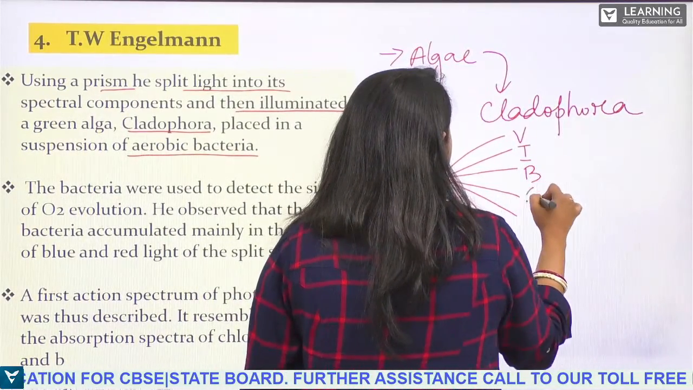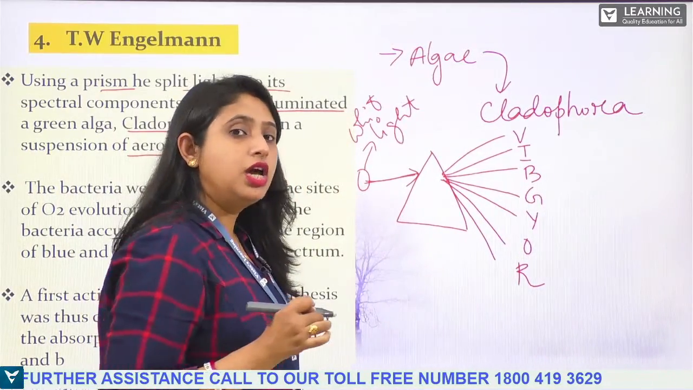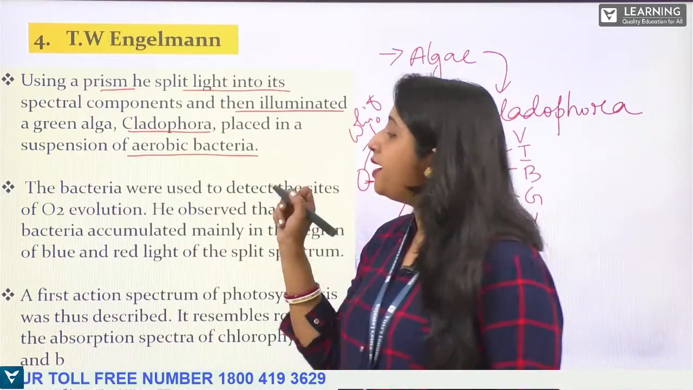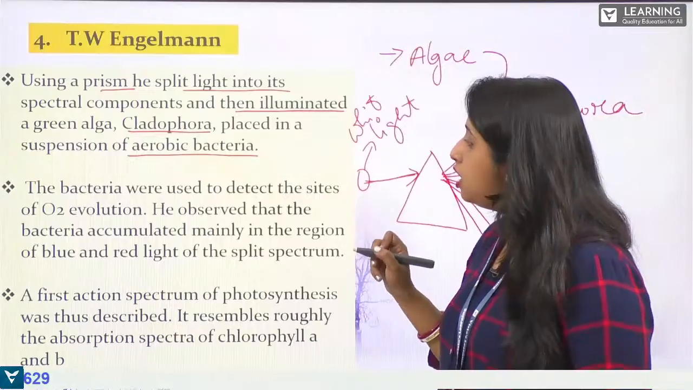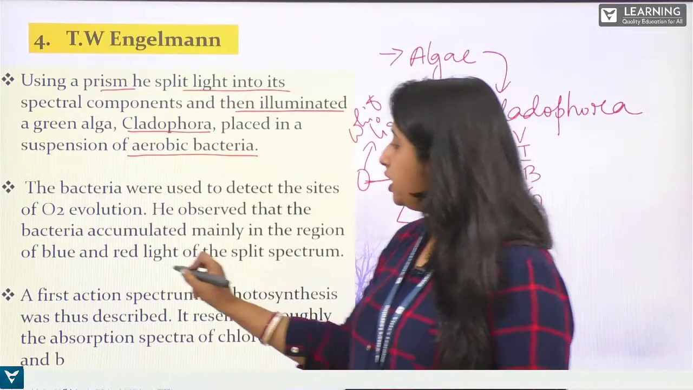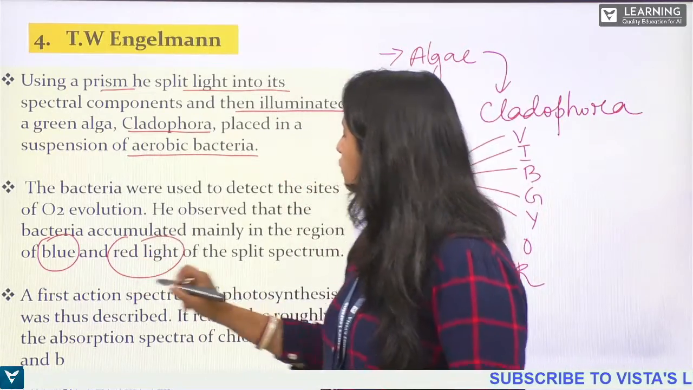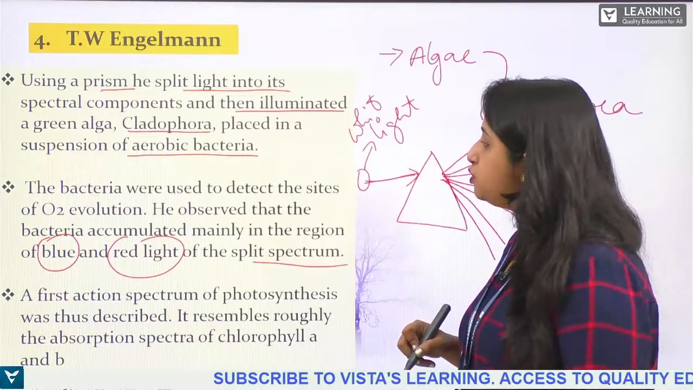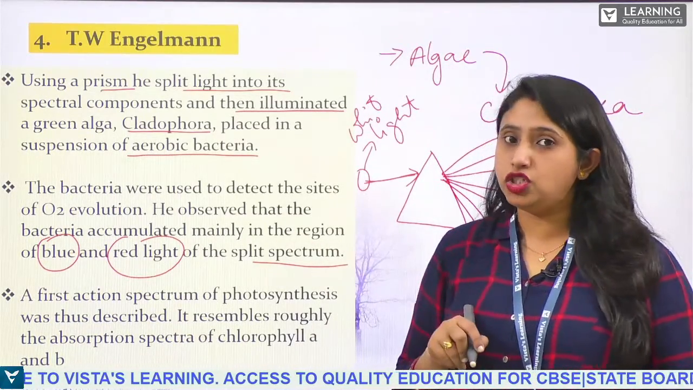VIBGYOR, right? So he observed that maximum absorption took place at the blue and the red light of the split spectrum. They have the maximum capacity to absorb. So bacteria accumulated mainly in this region.